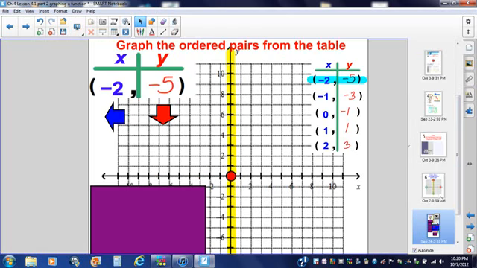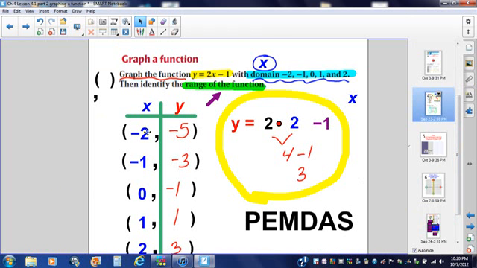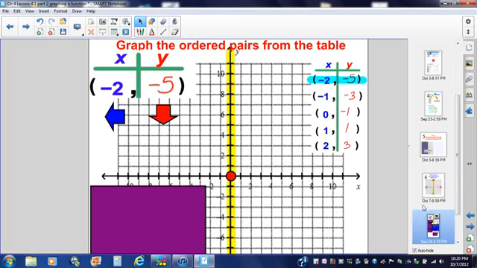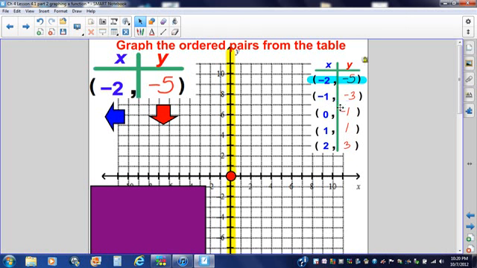Anyway, remember in our last podcast, when we plugged and chugged and got all these numbers here, my x's came from right here, -2, -1, 0, 1, 2. Bada bing, bada boom. My y's came from when I plugged them in. Should be in your last set of notes. So this is what we're going to do. This is our t-chart. We're going to graph these ordered pairs.